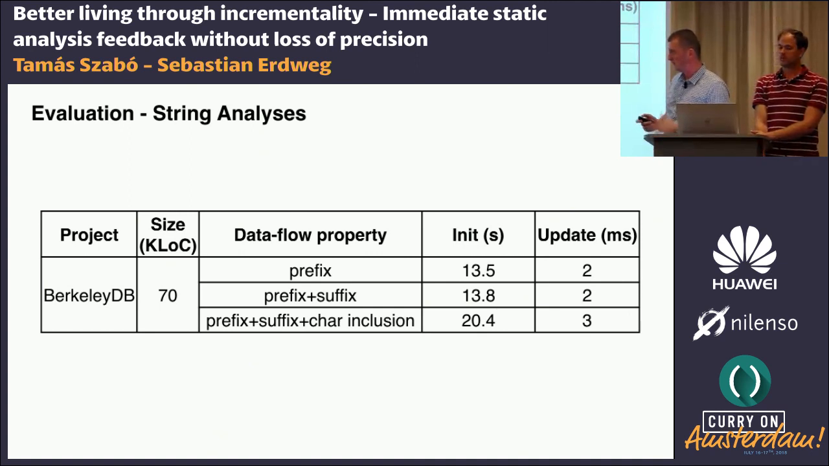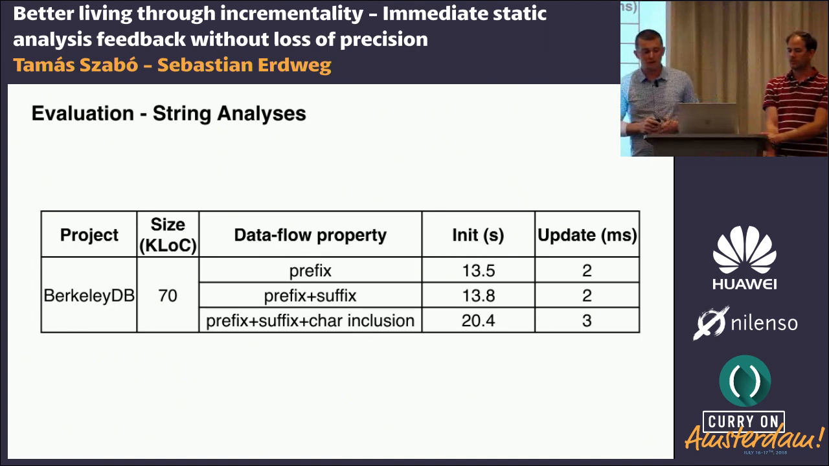This is the largest code base, our subject code base, the Berkeley DB. And then we changed the number of data flow properties. You can see here how it affects the initialization time. For example, in the worst case, the initialization time is now 20 seconds. And then we still have really fast update times, which is exactly what we need for interactive applications.